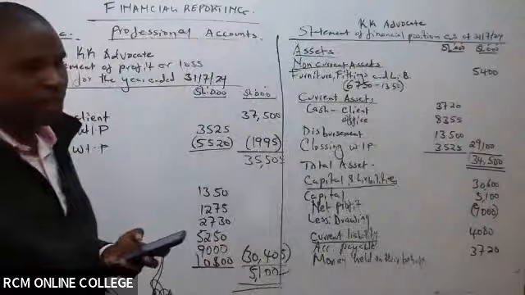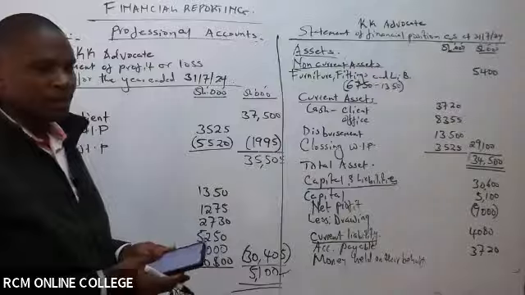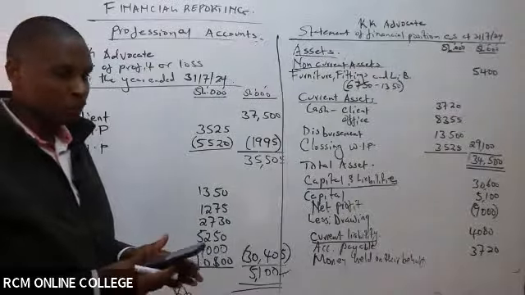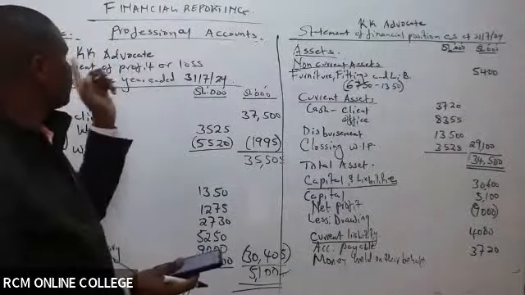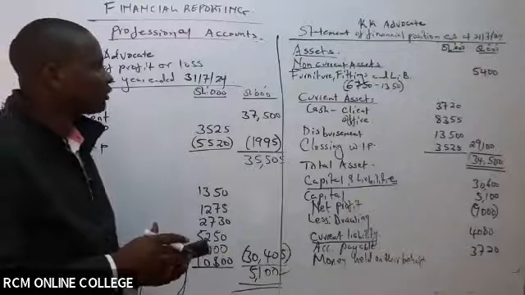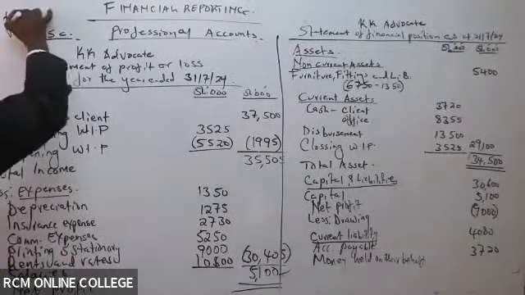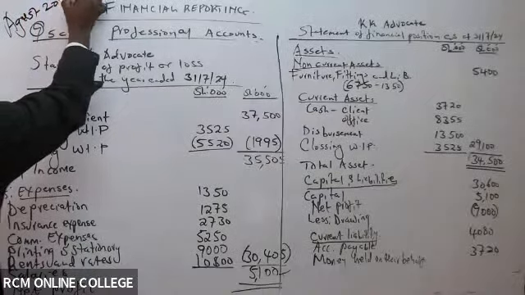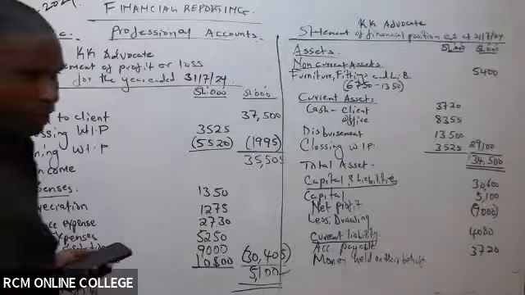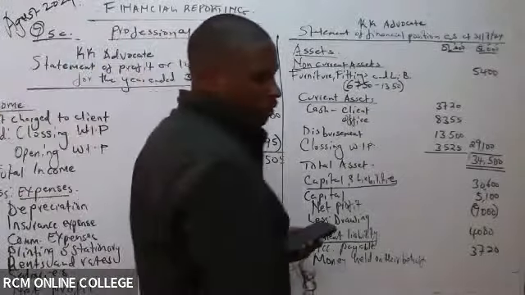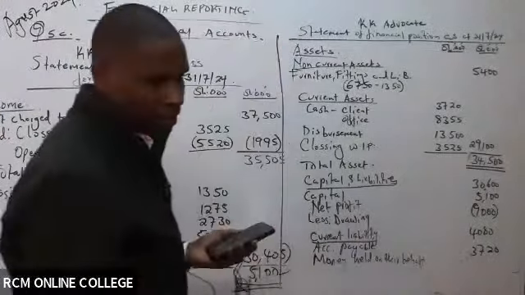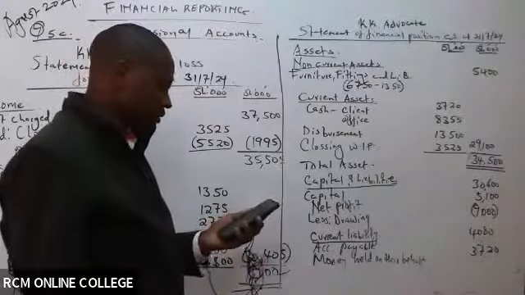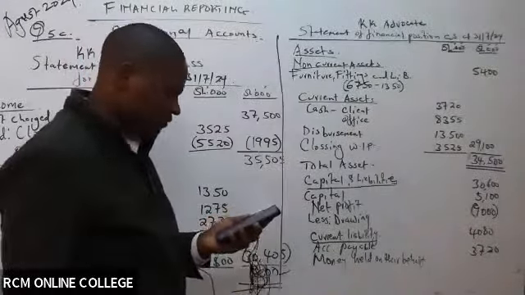Any other item? If you've just joined and you don't have the question, you're looking at August 2024, question number 5C. So do you have anything else? Any other item that will affect us here?